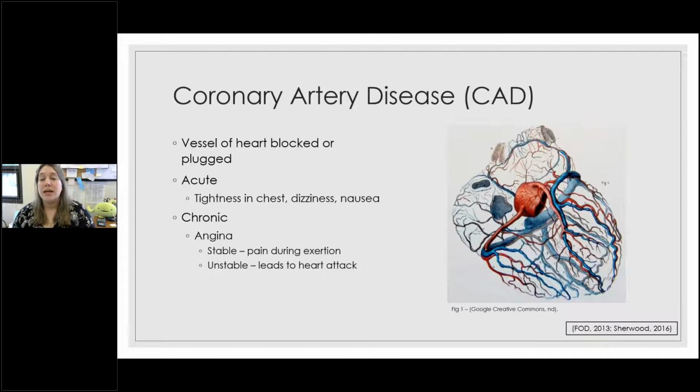Symptoms of CAD can be acute or chronic. Acute symptoms include a tightness in the chest, dizziness, shortness of breath, generally not feeling very well, and nausea. Chronic symptoms include sweating, shortness of breath, and angina. Angina is a common term for chest pain and can be stable or unstable. Stable angina are chest pains during exercise. Unstable anginas can lead to myocardial infarctions and are ranked based off the level of blockage. We will discuss treatments for CAD on another slide.